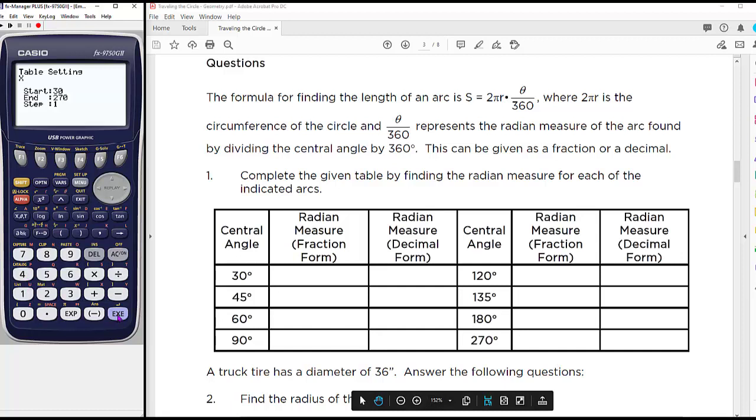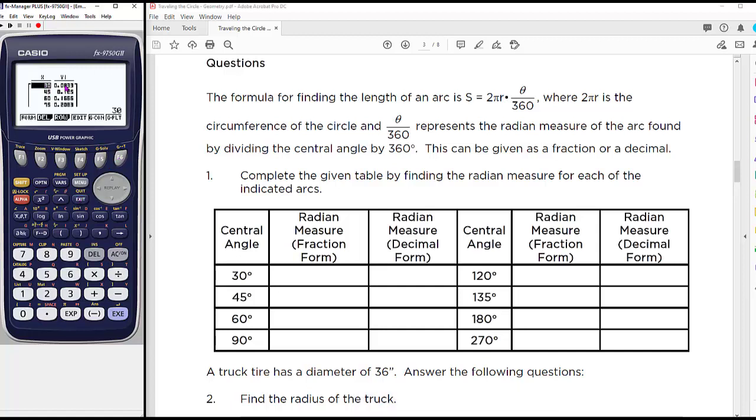And here's where step is really nice. I don't want it to step by 1, which is its default. I want to step by, if we look, 30 plus 15, 45 plus 15, so 15. So it's only going to give me these specific values. When I hit execute, I'm set. Now when I look at the table, I see those exact values.